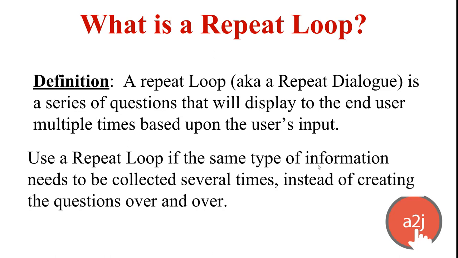Commonly, a repeat loop is used when you want to collect information about multiple children and you want to ask a series of questions about each individual child, or you can use it to collect income information, asking for their sources of income one at a time, expenses, asking for each expense one at a time, or perhaps assets that need to be dispersed in a divorce. You can ask for information about each one of those assets one at a time without having to create multiple series of questions for the same information.